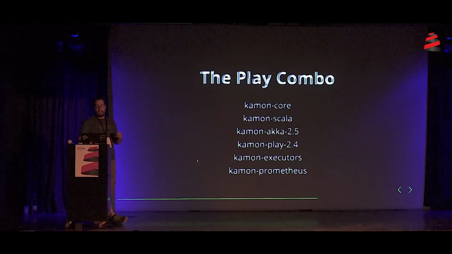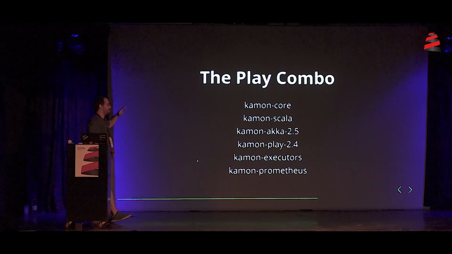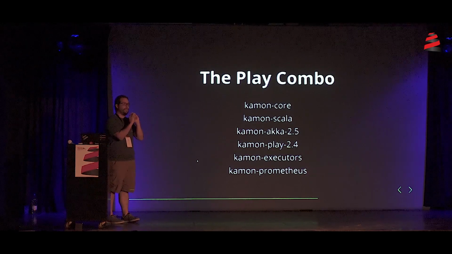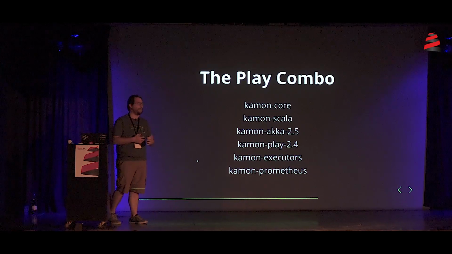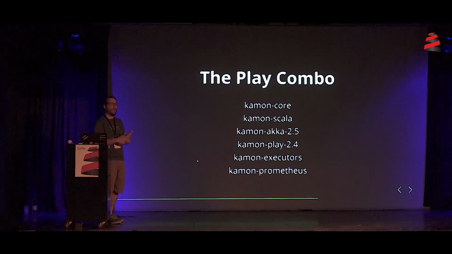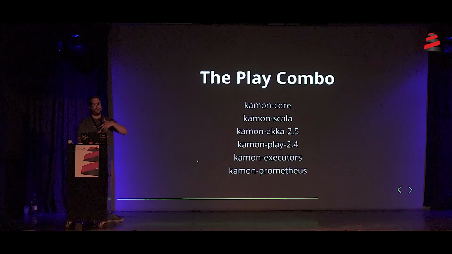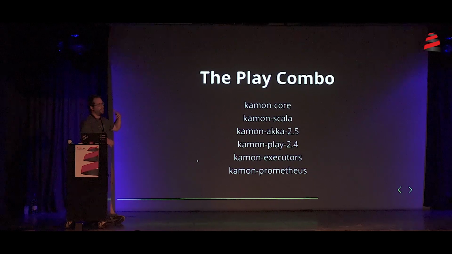Let's take a quick look at how would you do it if you were doing it for a Play application. So there's Kamon core, that is just the core metrics and tracing API. There is no instrumentation there. It's just these APIs. But Kamon Scala has instrumentation that knows how to deal with Scala futures. Kamon Akka knows how to deal with actors and all the asynchronicity that comes with them. Kamon Play knows how to recognize when a request starts and when a request ends in a Play application. Executors allow you to monitor thread pools, and Prometheus allows you to export this data to, let's say, Prometheus.